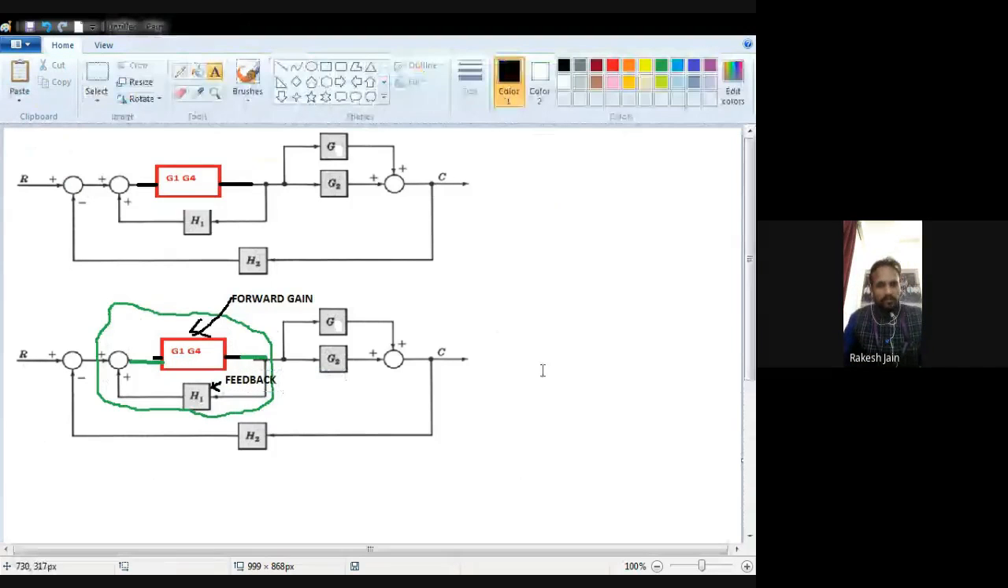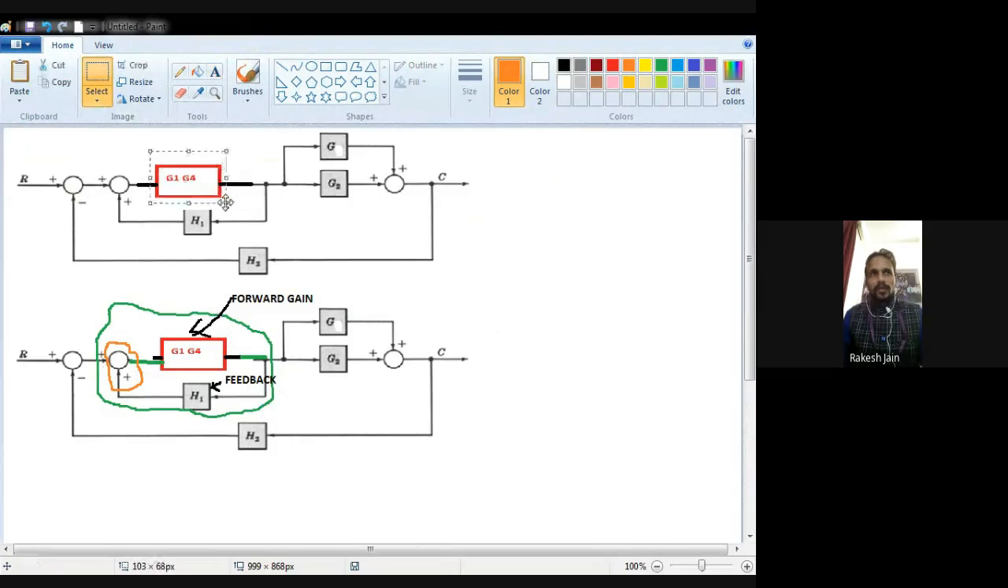So how can we solve this one, and with which sign does this feedback come into the summing junction? See, with this orange color I am showing you, this H1 feedback comes from the output side with gain H1 into the summing junction with a positive sign. So as per the rule, if positive feedback is there, we have to use negative in the formula. So how can we reduce this? Forward gain divided by 1 minus forward into feedback.